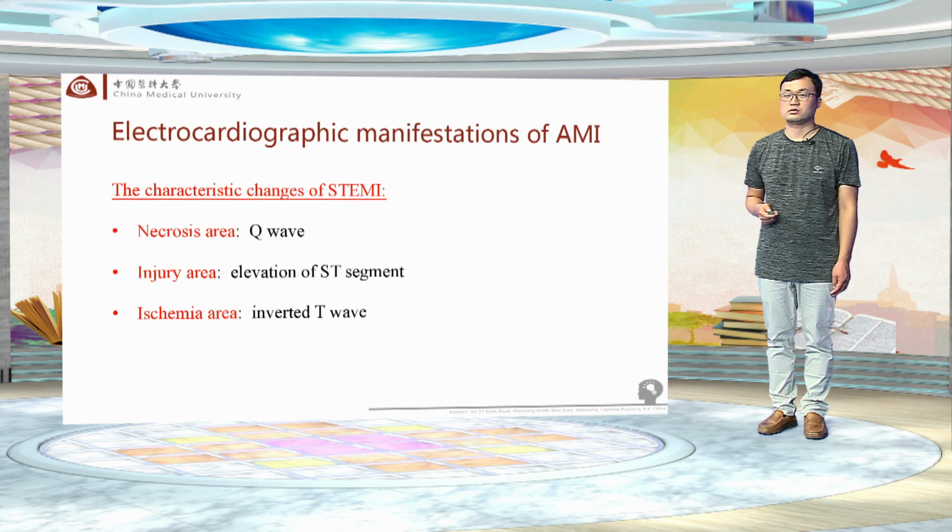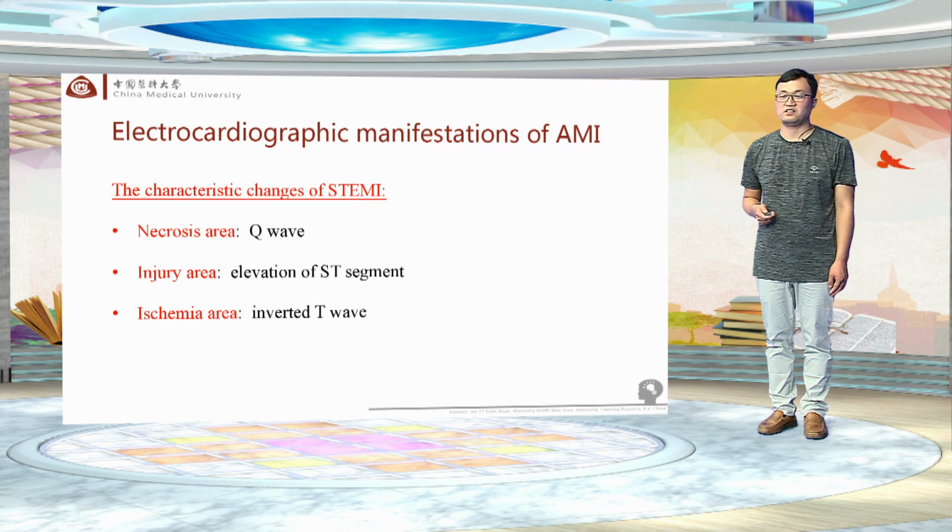The next content is the ECG manifestation of acute myocardial infarction and the characteristic changes of ST elevated myocardial infarction, including the following three aspects. In the necrosed area, we can find the Q wave. In the injury area, we can find the elevated ST segment. And in the ischemia area, we can find the inverted T wave.